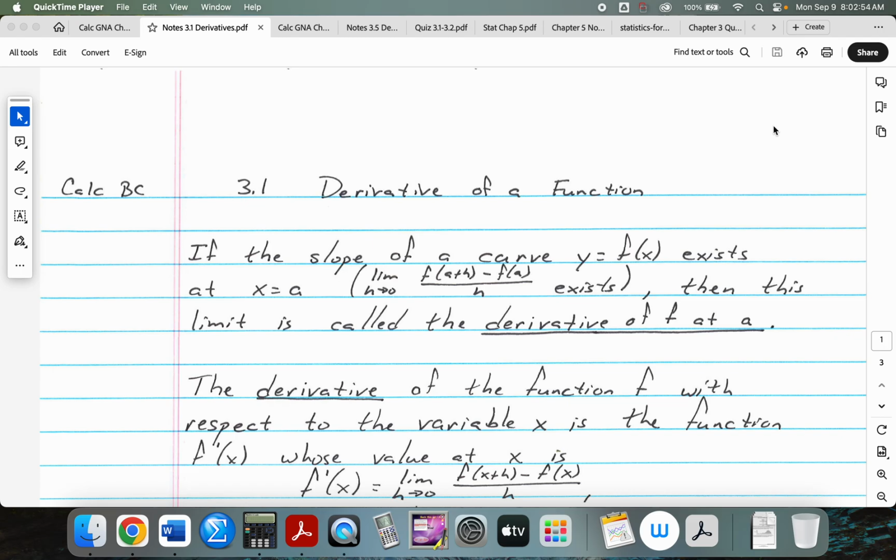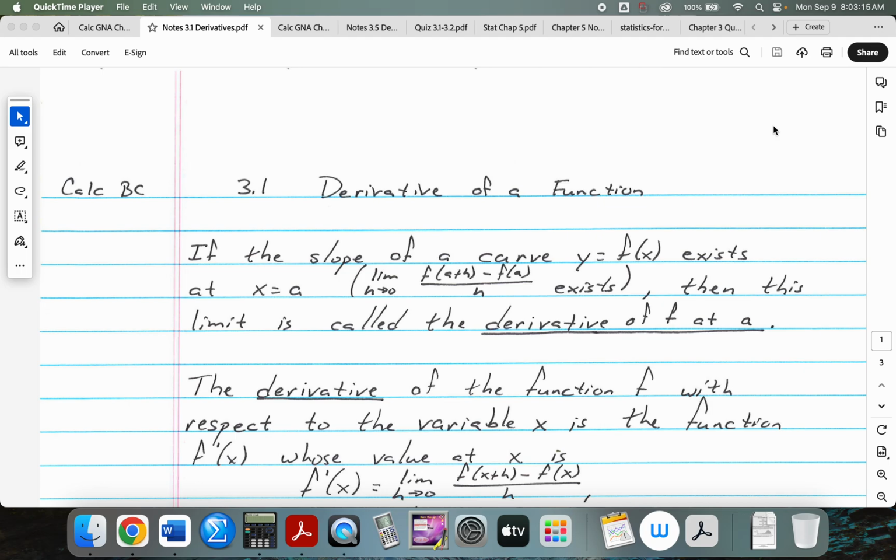Today we're going to talk about the derivative of a function. This is one of the two big ideas that are calculus. So we've been doing the slope of a curve or the slope of the tangent. Slope of the curve, slope of the tangent are the same thing.